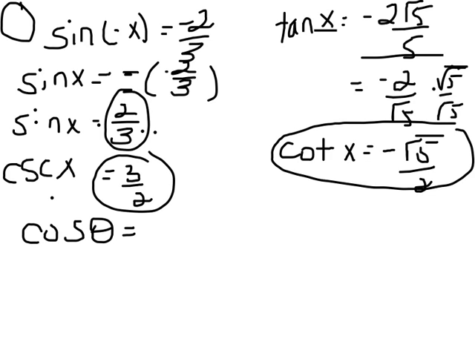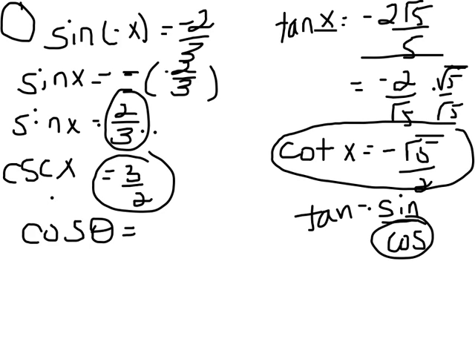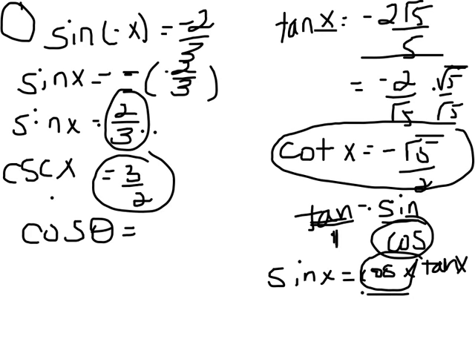Yeah, tangent would be sine over cosine. Let's think about that. Tangent is sine over cosine. I'm just going to leave the little theta off to make it faster to write. If I want to solve for cosine, I could do this algebraically: tangent x times cosine x is equal to sine x. If I want to find cosine, I just divide both sides by tangent x. Cosine would be sine over tangent. And we got those values, don't we?